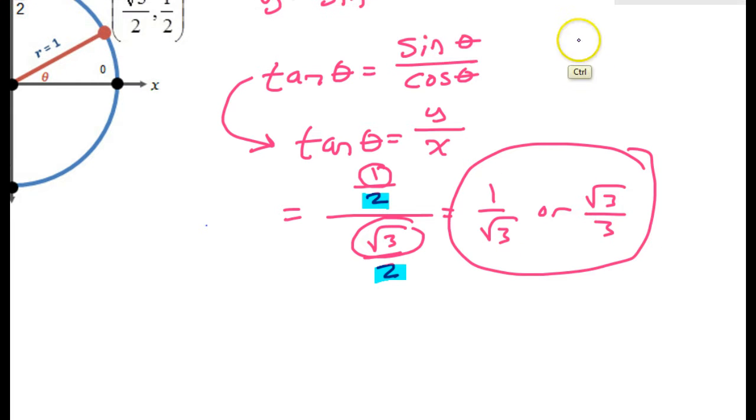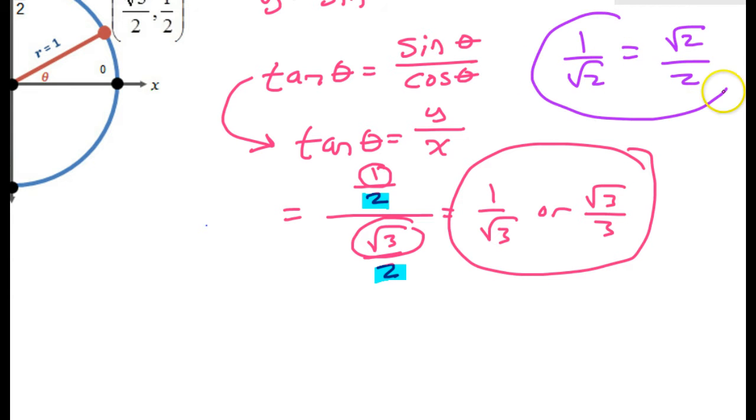Side note, 1 over radical 2 is the same thing as radical 2 over 2. Memorize that as well. That's another one that comes up.